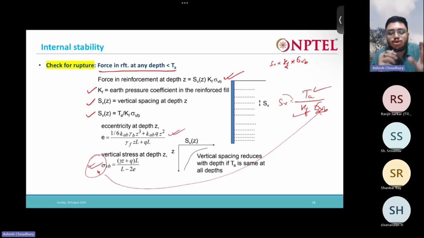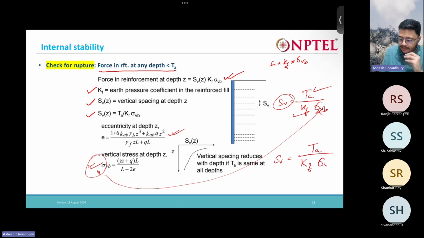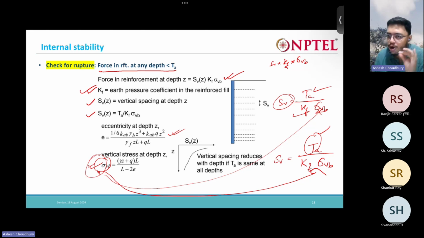So see, the rupture criteria fixes the spacing of the reinforcement. Okay, the rupture criteria fixes the spacing of the reinforcement. So how do we define the spacing? Spacing is calculated by allowable tensile strength, Kf sigma Vb. Kf is this, sigma Vb is this. Ta you already know, you got from your laboratory test. You will know the Ta of your reinforcement. From that you fix the SV.